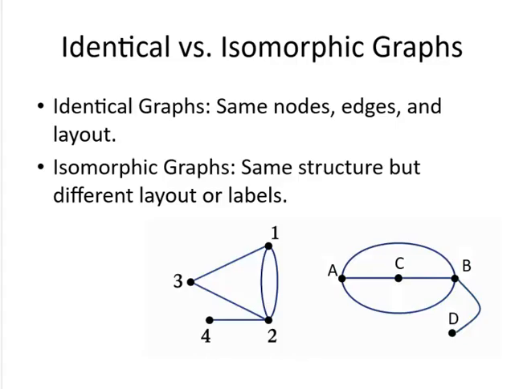The only difference between the two of them is that one has the vertices labeled 1, 2, 3, and 4, and the other one has the nodes, vertices, labeled A, B, C, D. So they're not identical, okay, but you can say they're isomorphic. Okay, the same structure but different labels and/or layout. And here they've both got different labels, but we've also got a slightly different layout.